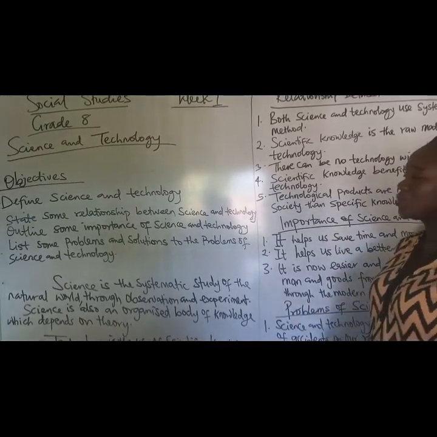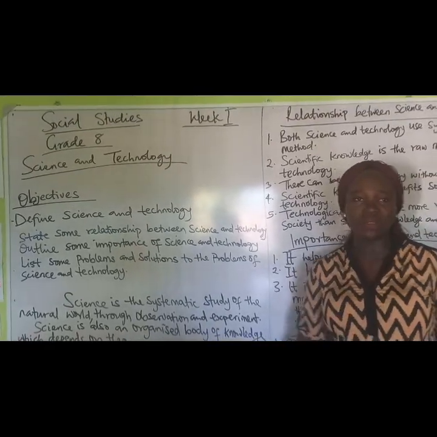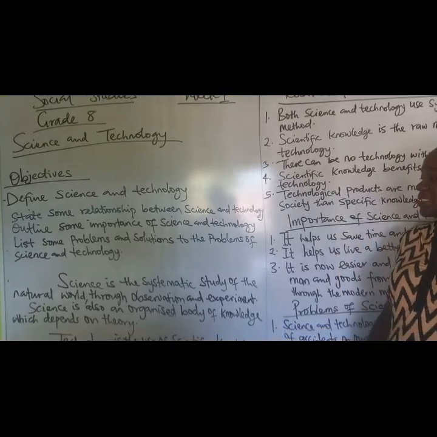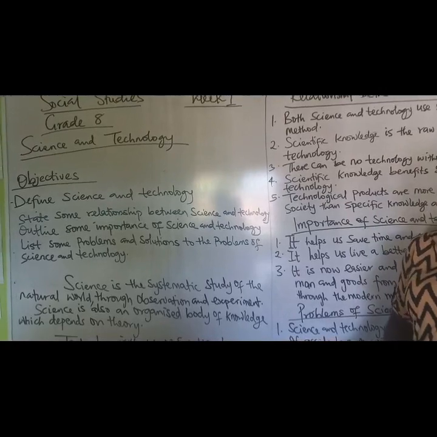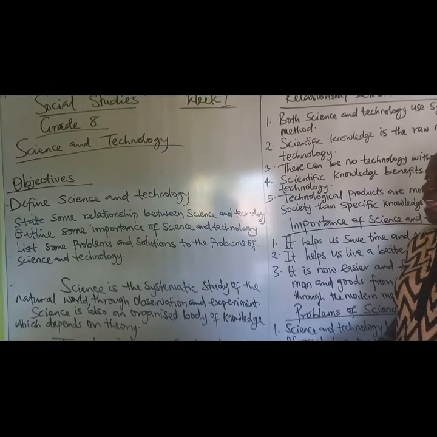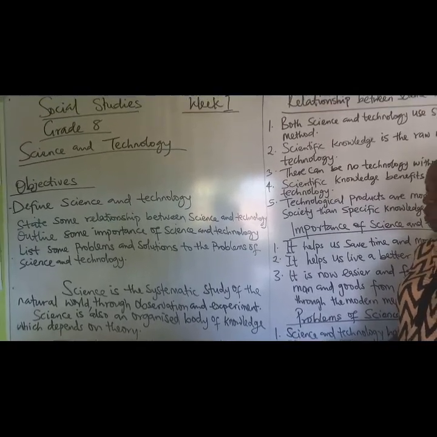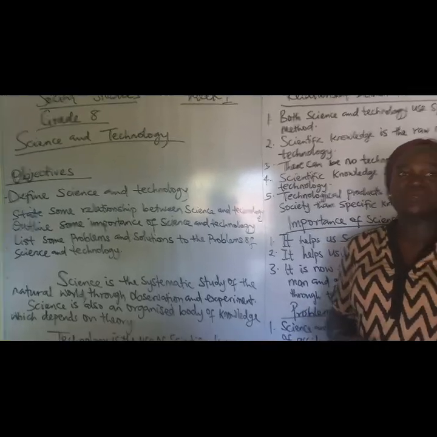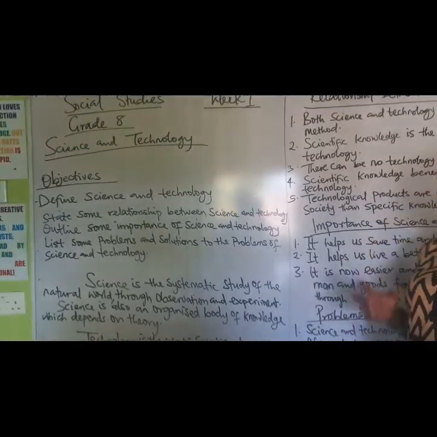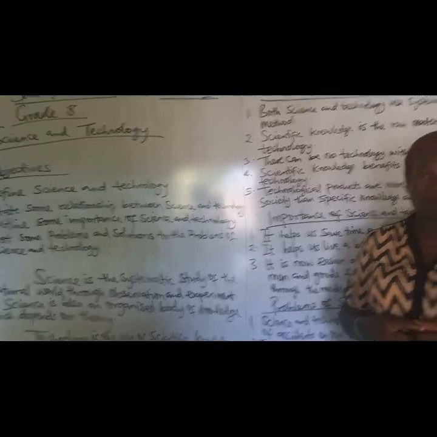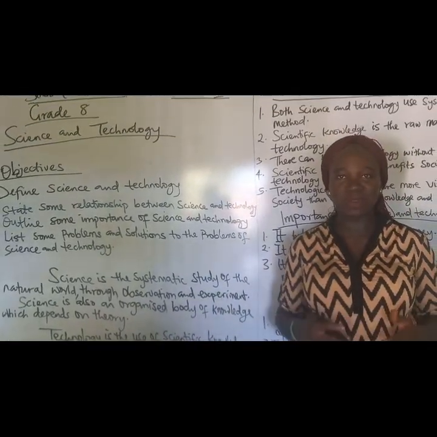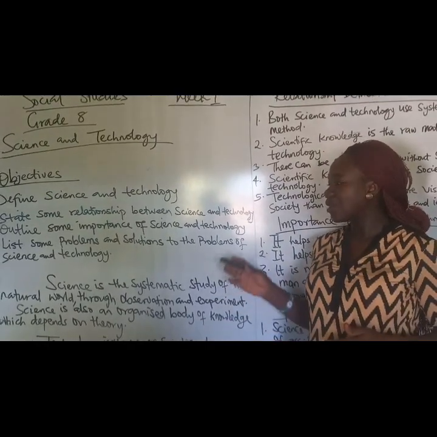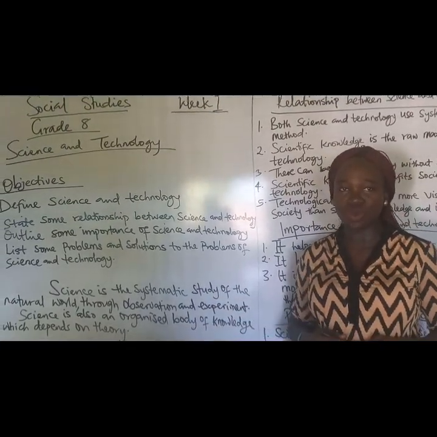So when we look up at science and technology, we say that science is a systematic study of the natural world through observation and experiment. So with science, you know that science has to do with what? Theory. It must be what? Observed. Since it's the natural world we are trying to know of, we are going to do proper observation and experiment before it will be concluded to have it as what?